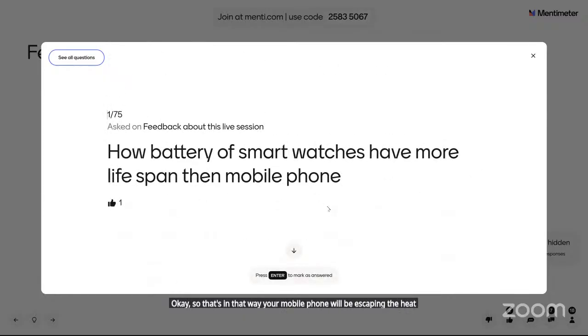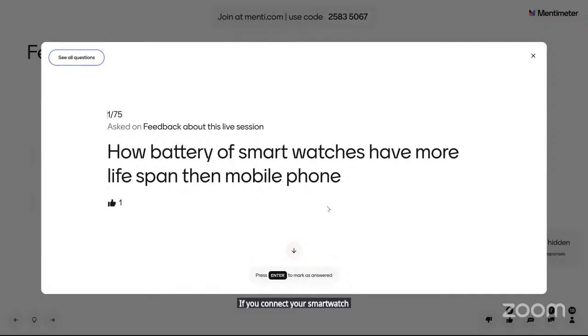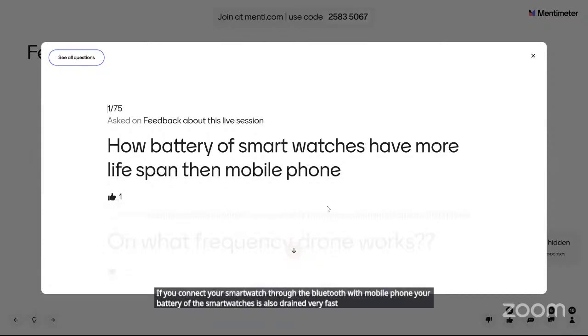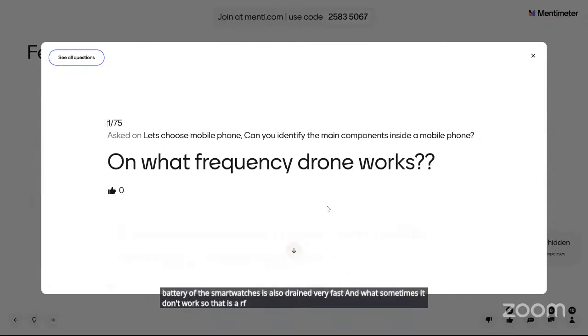Lifespan depends on the functionality. If you connect your smartwatch through Bluetooth with the mobile phone, the battery of the smartwatch is also drained very fast. On what frequency does it work? That is RF frequencies.